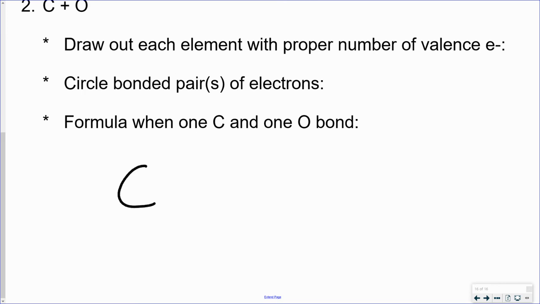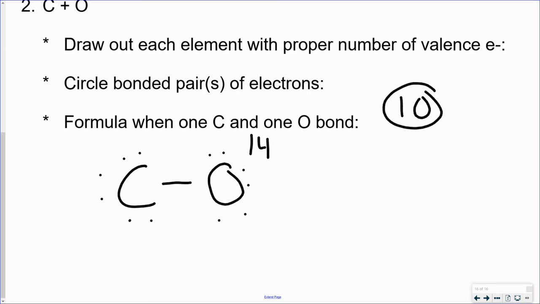If I draw out carbon and I draw out oxygen, I have 10 valence electrons, but they need to have a grand total of 8. They need to feel like they're sharing 8. So the first thing that I'm going to do is bond them, and then make sure that everybody else is full, making them 8. Then I'll count. So 2, 4, 6, 8, 10, 12, 14. I'm at 14. So this drawing has 14. I'm only allowed to have 10. So this drawing can't be right.